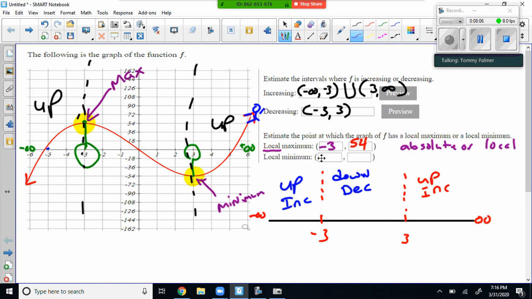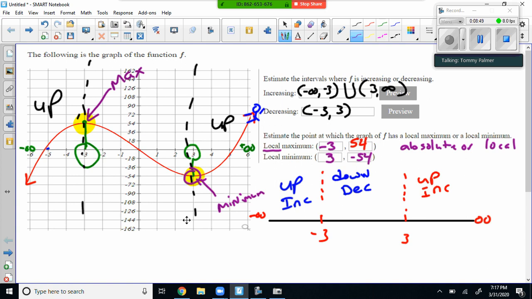For mine, it's 3 and -54, right? Yeah, depending upon what you're looking at, just make sure you're pulling that ordered pair right there. At the maximums and the minimums, those are going to be your transition points. So that's going to help you see where to move things to the x-axis and everything.